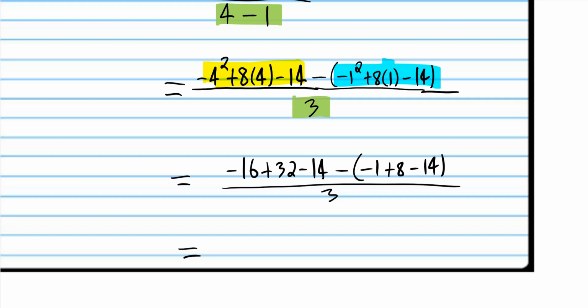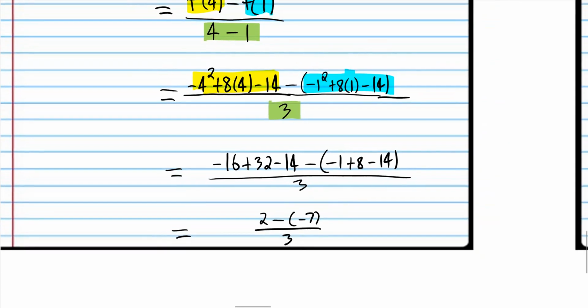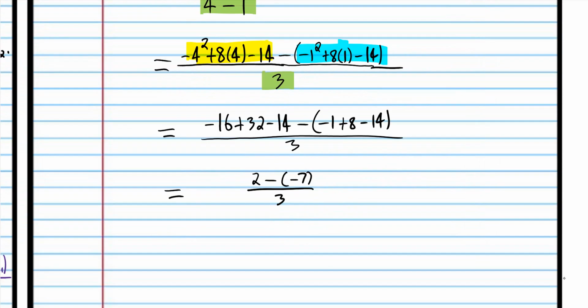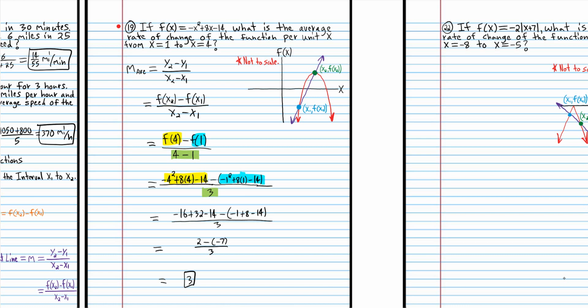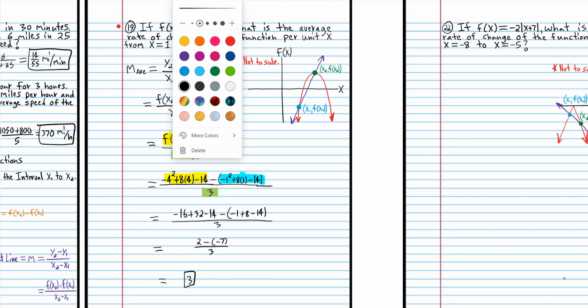And if we add all this up, we get 2 minus negative 7 over 3. So we have 9 over 3, which is 3. So the average rate of change of the function over that particular interval, x equals 1 to x equals 4, is 3. So that means we change the y value by 3 units for every 1 unit that we change x. Very, very important concept for the study of calculus.